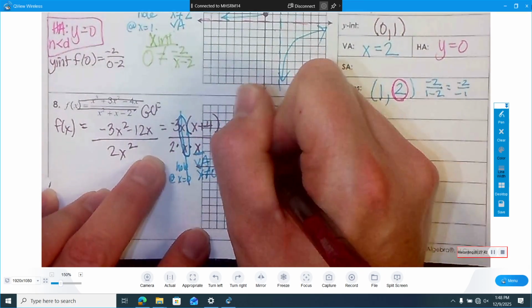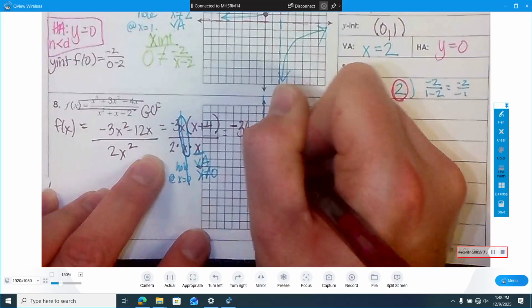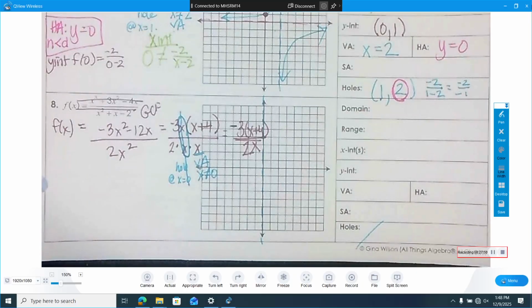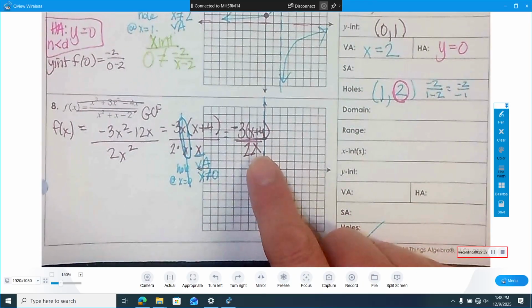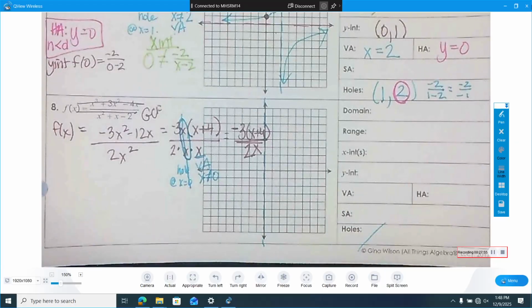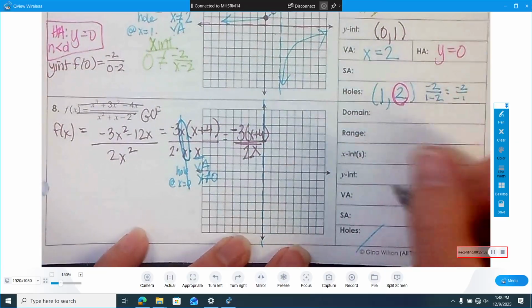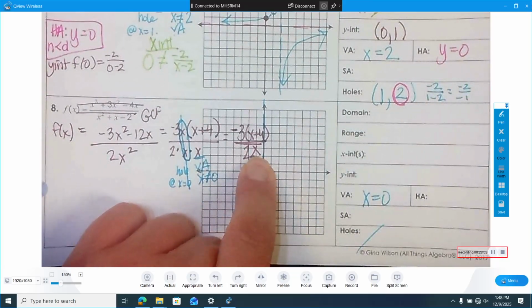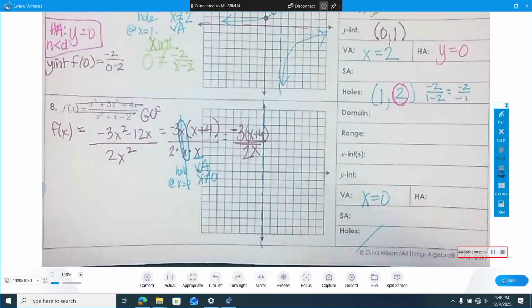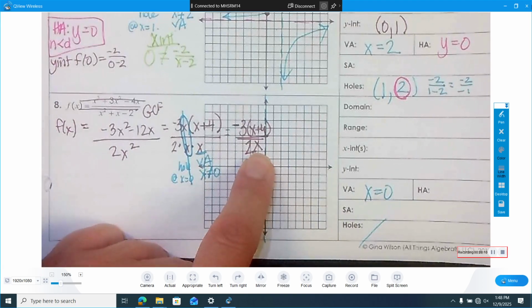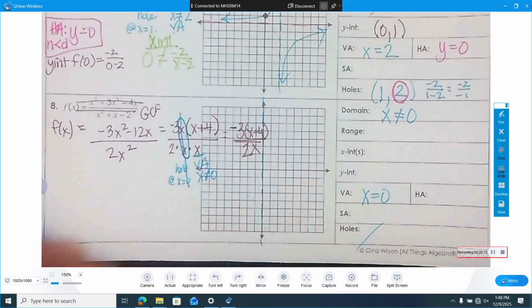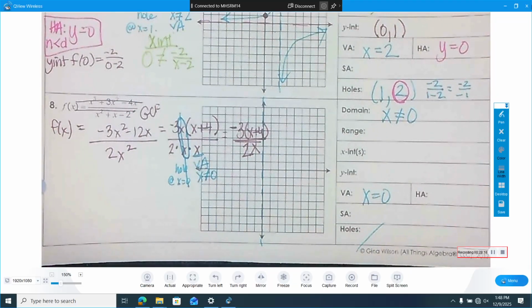It simplifies to negative 3 times the quantity x plus 4 over 2x. And that's why, because there's still an x on the bottom, that is the vertical asymptote right there. So it just cancels out. And so we have that vertical asymptote at x equals 0. That's because that's the x that's left in the denominator. That reduces away first, and so now we're left with that vertical asymptote at x equals 0, which means x is not allowed to equal 0. The hole disappears itself.